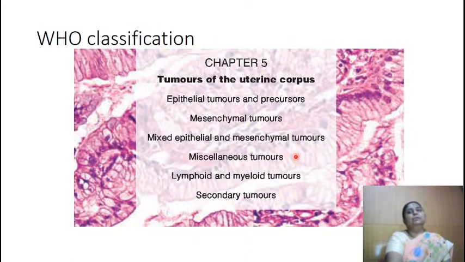Okay, so now when we go into the tumors of the uterine corpus, that is the body of the uterus, we can divide them into epithelial tumors and their precursors. Epithelial tumors means those which are arising from the endometrial epithelial lining. And then we also have mesenchymal tumors. We have mixed epithelial and mesenchymal tumors, and we have many miscellaneous tumors. We can have lymphoid, myeloid tumors and secondary tumors. These tumors are very rare. Most of the tumors which we find are the epithelial tumors and their precursors.